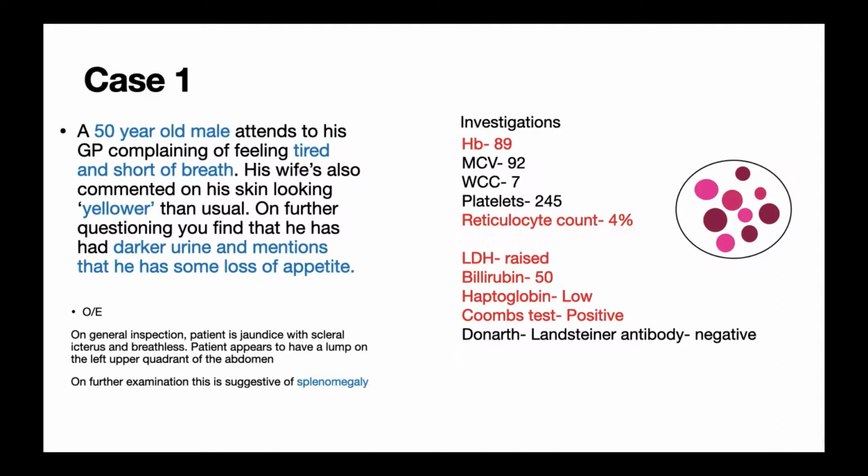Finally, we have something called Donath-Landsteiner antibodies, and these are specific to cold autoimmune hemolytic anemia. So, in general, autoimmune hemolytic anemia can be split up into warm or cold. And in this circumstance, our patient had warm autoimmune hemolytic anemia.